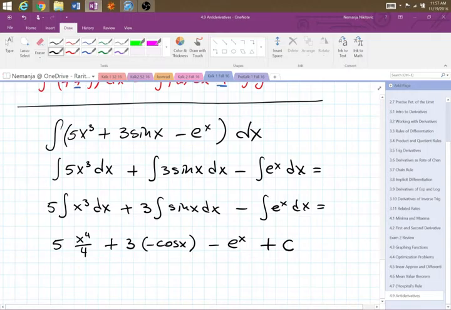We don't need plus C for every single term. We just have an overall plus C for all of them. You could have had C1, C2, C3, but then they all combine into one major C. So there is no reason to have multiple C's. Now we just simplify this. So 5/4 x to the 4 minus 3 cosine x minus e to the x plus C. And that's the answer. That's it.